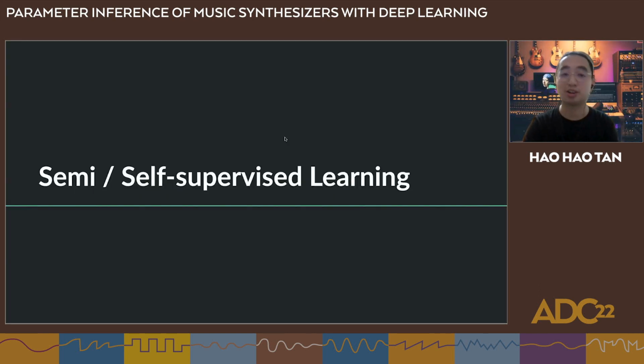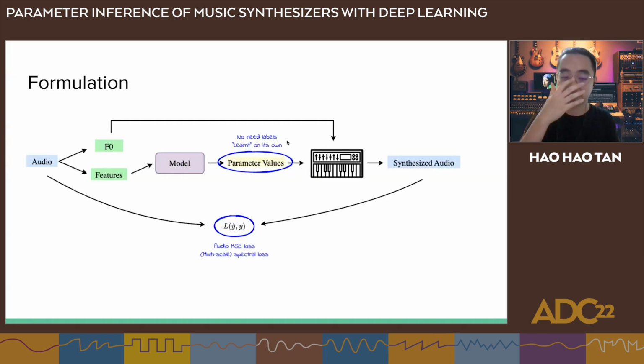In the next chapter, I want to talk about semi or self-supervised learning. One might wonder, if I want to learn parameter values, how can I do unsupervised learning just on the audio itself, which is pretty interesting. So let's look at the formulation.